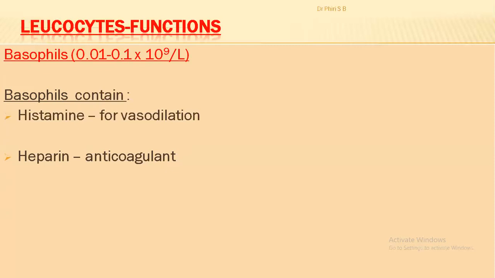Why? Because when there is damage, there's a lot of formation of clots, and these clots can block blood vessels. Because you want fluids to move into these tissues, you need the blood vessels to be open. So heparin will function as an anticoagulant to inhibit that.